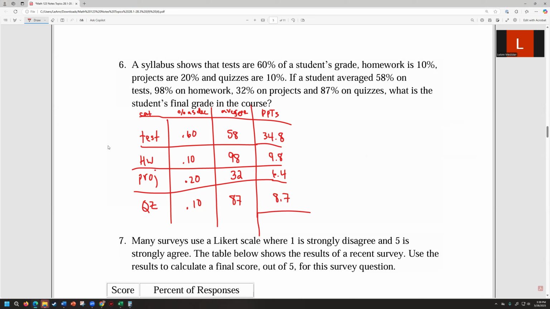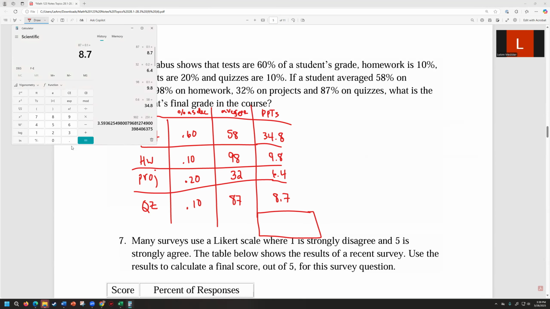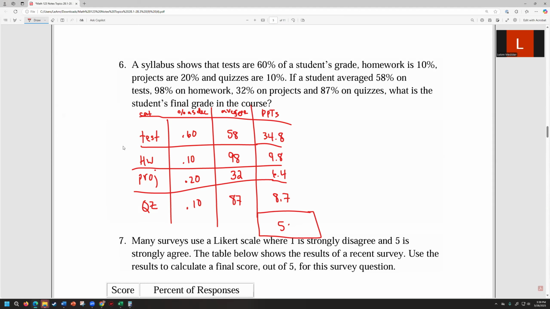Now, when you're doing the weighted averages by percents, if everything adds up to 100% on the weights, you just have to add this column and you've got your final grade. So we've got to add the 8.7 plus the 6.4 plus the 9.8 plus the 34.8. That's going to be 59.7. Now, if their teacher rounds, that would round up to a D. If their teacher doesn't round, or says rounding doesn't count towards your final grade, this person would end up with an F. I round in our class. Since I've taught you rounding, if you were at a 59.7, the 7 would bump the 9 up to a 0, which bumps this up to a 6. So you would get a D in the class.